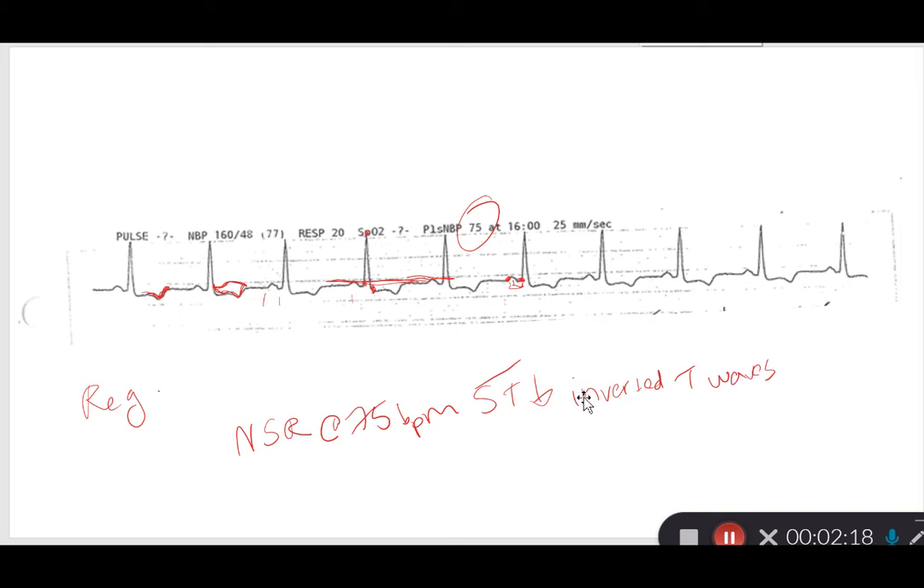So being that this rhythm is regular, I have one P wave for every QRS. All my P waves are upright. They're all normal looking. They all look pretty much the same. My PR interval is normal. My QRS complex is narrow. And the only thing different is my T waves, that they're a little inverted, and I have some ST segment depression. So it leads me to believe it's a sinus rhythm at 75 beats per minute with that ST segment depression and inverted T waves.